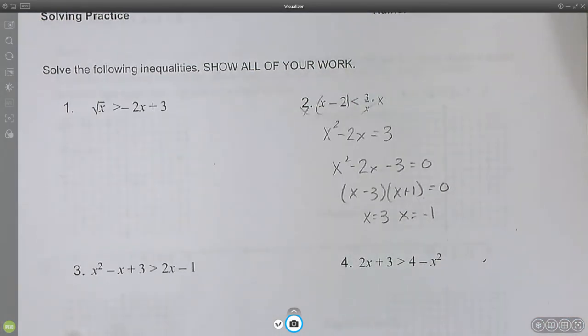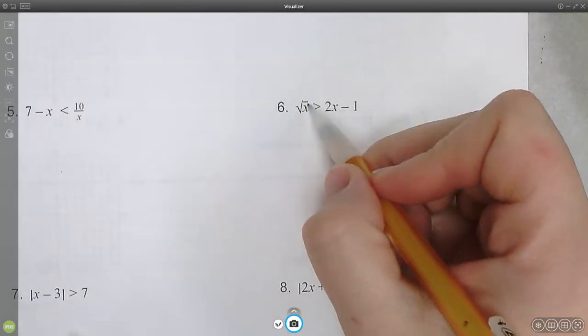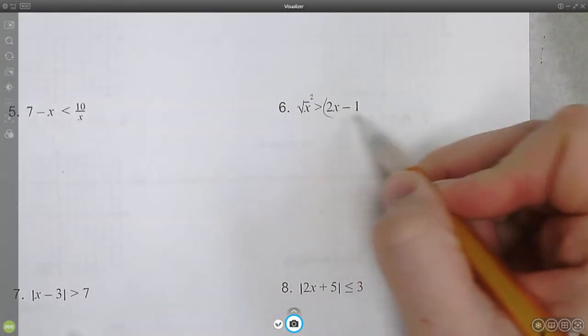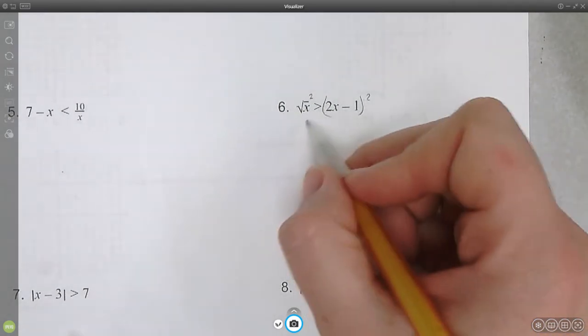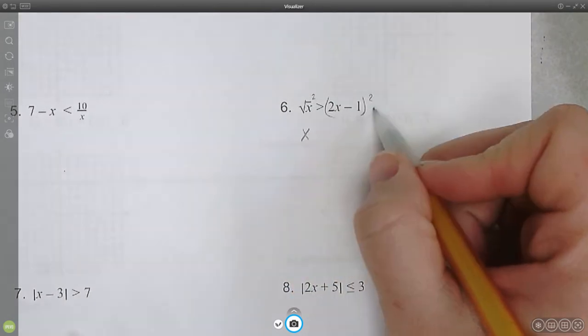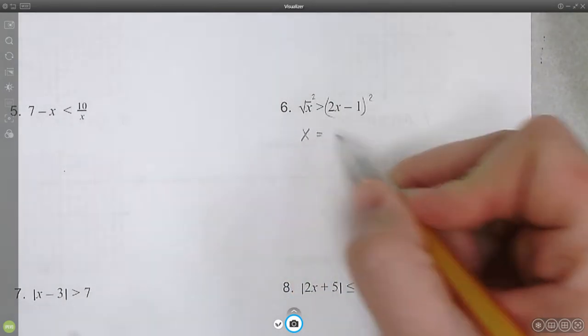Okay, let's try one with a square root. So let's try number 6. So to get rid of a square root, you square both sides. Again, notice I put this side in parentheses because you're squaring the entire side. So this side turns into x. Just change it to an equal sign.